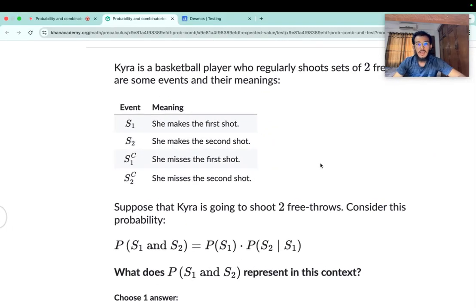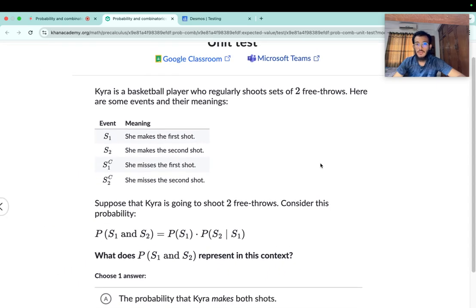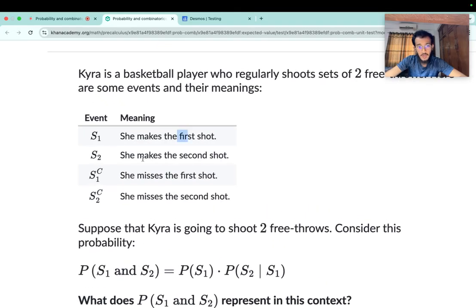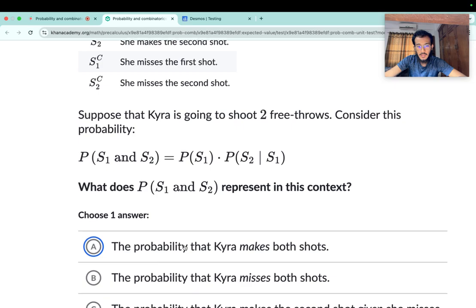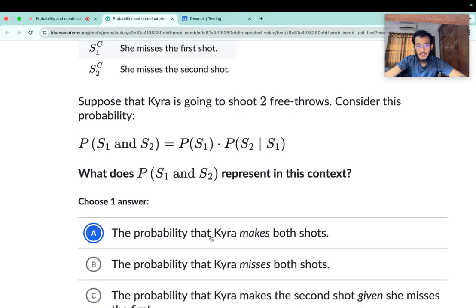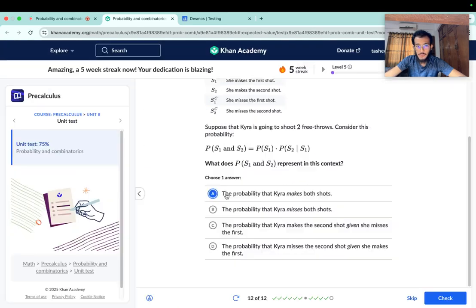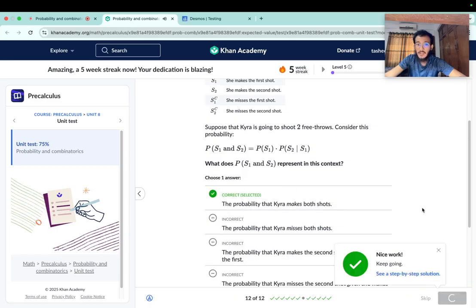All right, for the last question, Kyra is a basketball player who regularly shoots sets of two free throws. Here are some events and their meanings. Event S1 is she makes the first shot, S2 she makes the second shot, S-complement 1 she misses the first shot, S-complement 2 she misses the second shot. Suppose that Kyra is going to shoot two free throws. What does this probability represent in this context? So this means she makes the first shot and she also makes the second shot. The probability that she makes both shots, because we have 'and'. B is the answer, and that is the end of our unit.